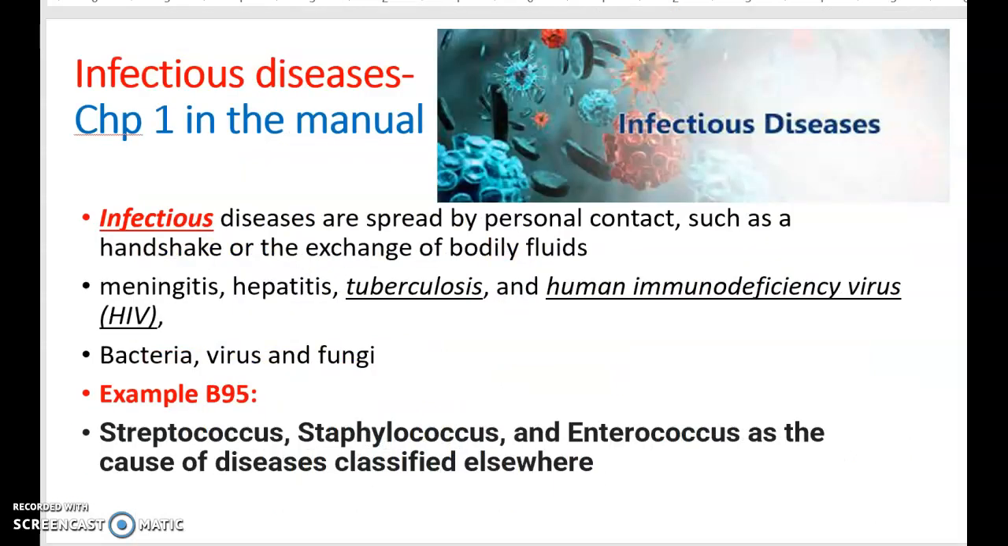Infectious diseases is any kind of infection in the body caused or spread by personal contact, such as shaking a hand or some kind of body fluids. And remember how we're going through a COVID situation right now. So that is exactly what we call an infectious disease, such as meningitis, hepatitis, tuberculosis, human immunodeficiency virus, and of course COVID. These are all caused by bacteria, viruses, and fungi. An example of such a code is B95, which covers streptococcus, staphylococcus, enterococcus as the cause of the disease classified.